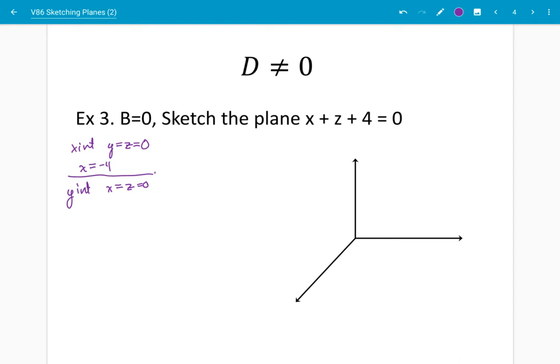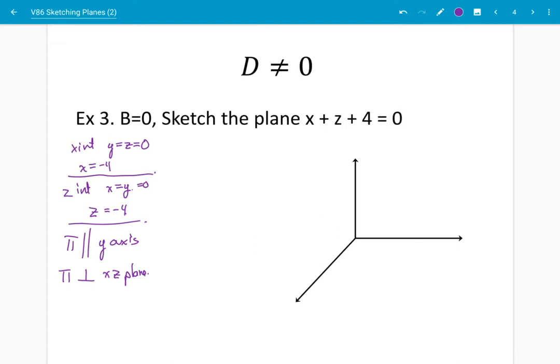And sorry, the z-intercept, my bad, there is no y-intercept. Sorry, the z-intercept when x and y are both 0, and z will be equal to -4. Okay, so there's no y-intercept. So the plane is parallel to the y-axis, and the plane will be perpendicular to the xz plane.